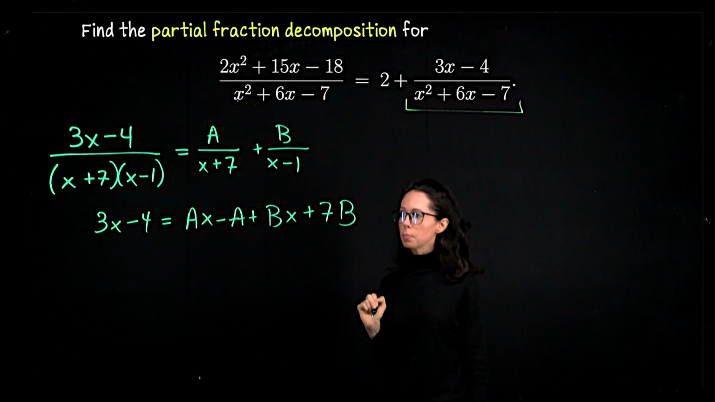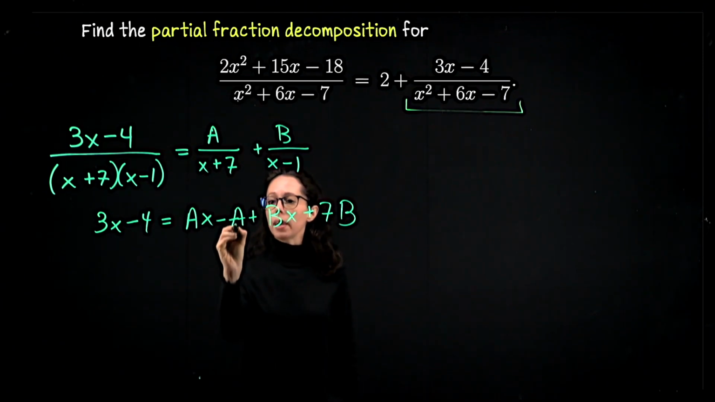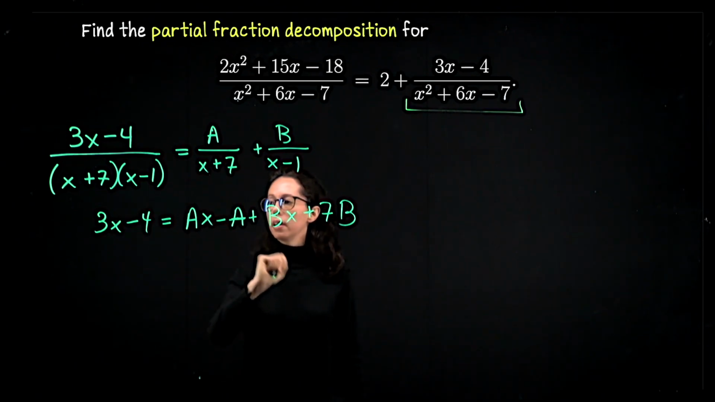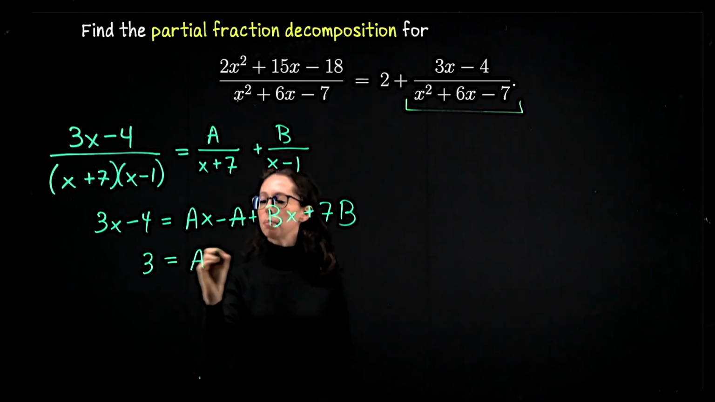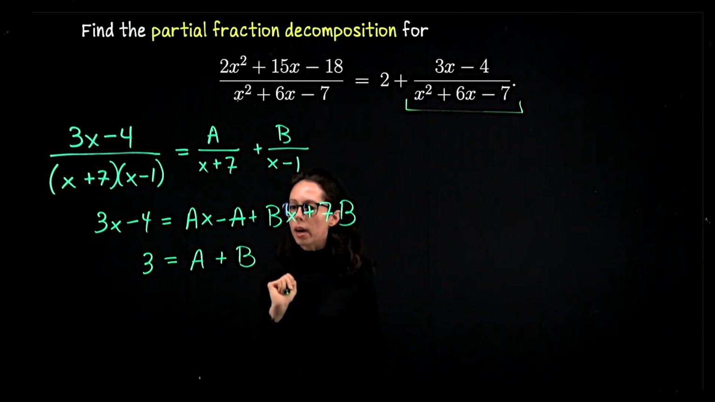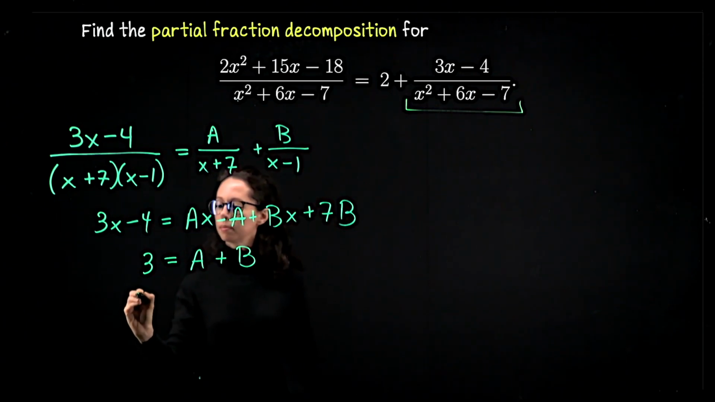Now let's match like terms. That gives us 2 equations for the 2 unknowns A and B. So in particular, 3 is A plus B, so that 3x is Ax plus Bx. So 3 equals A plus B. And then negative 4 is negative A plus 7B.